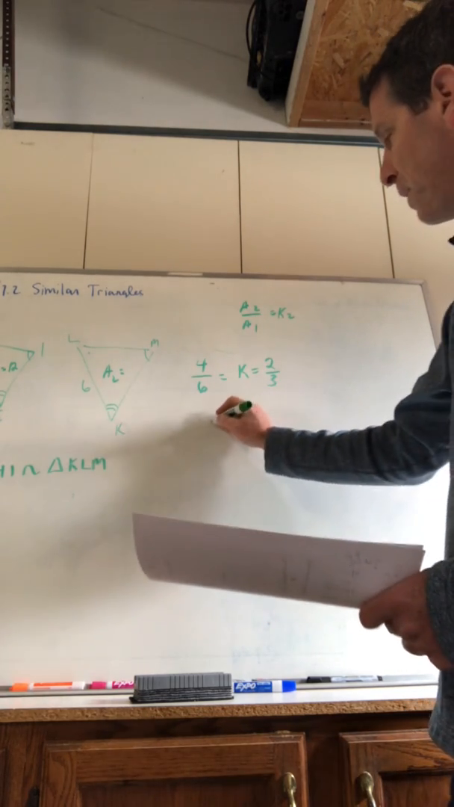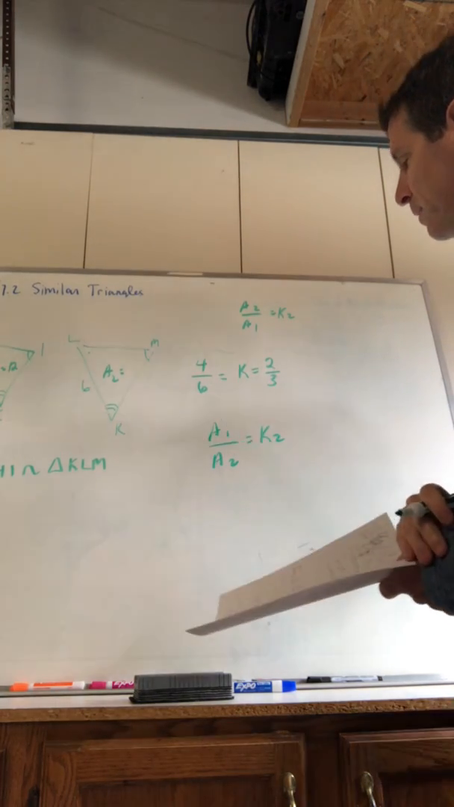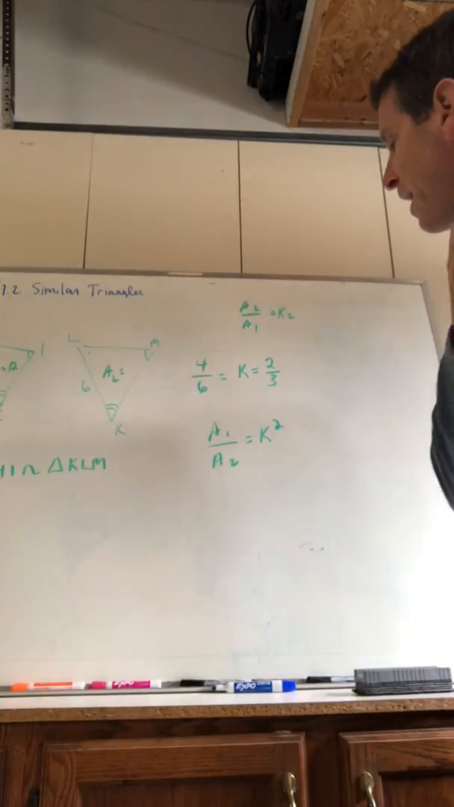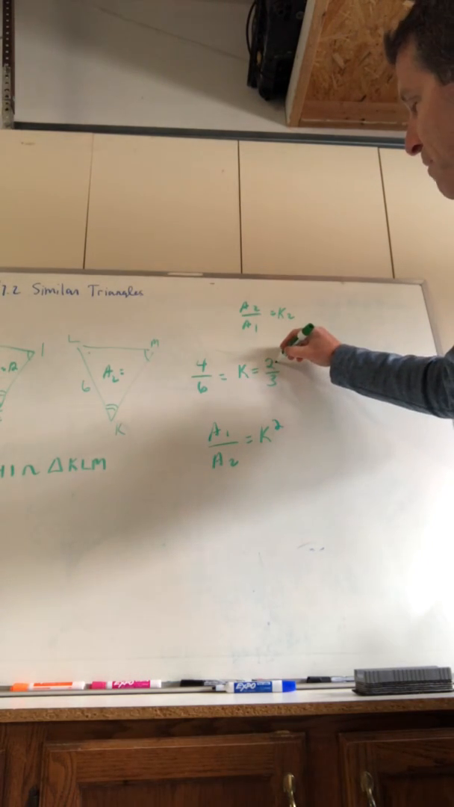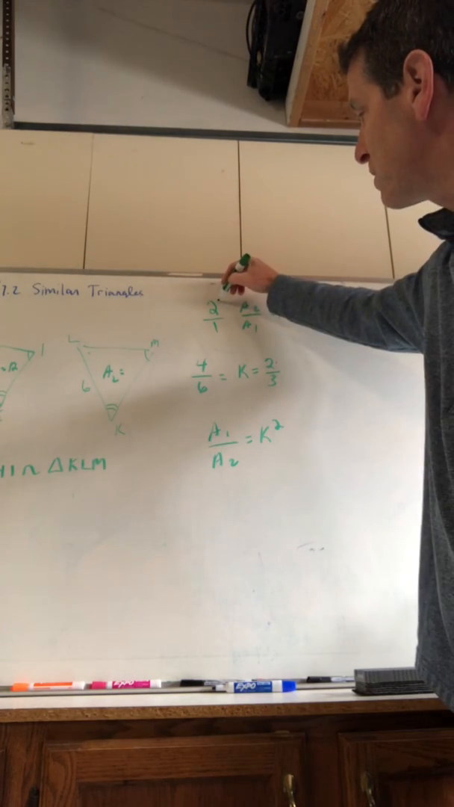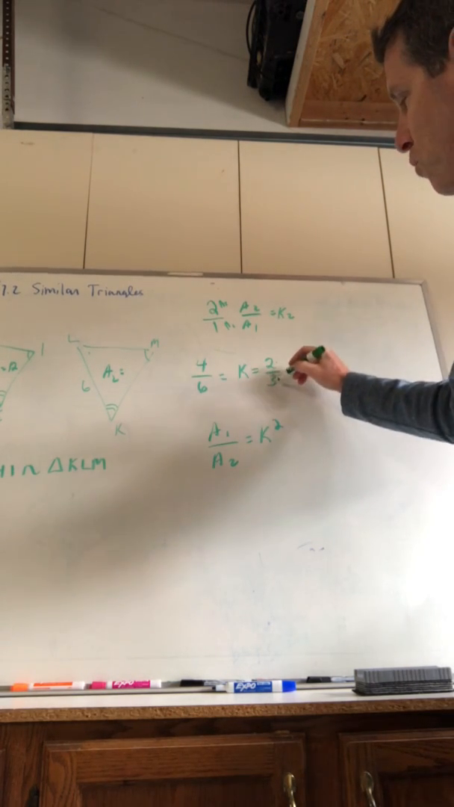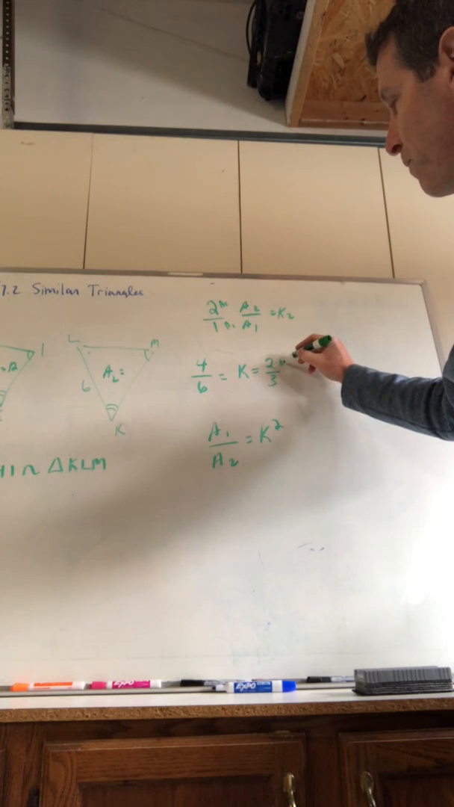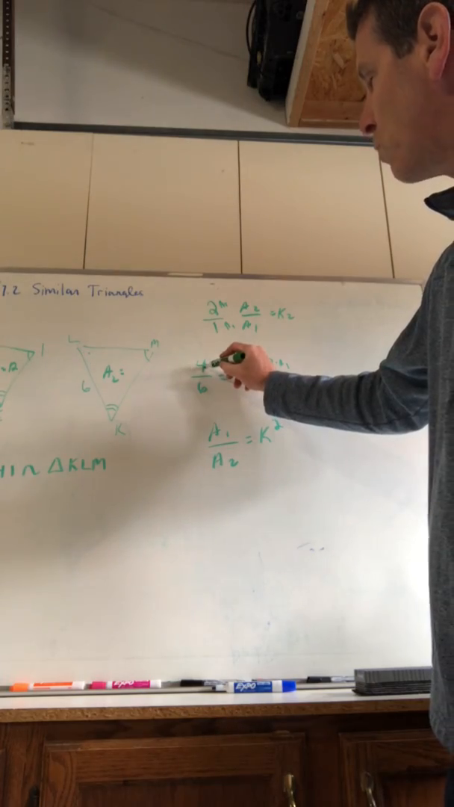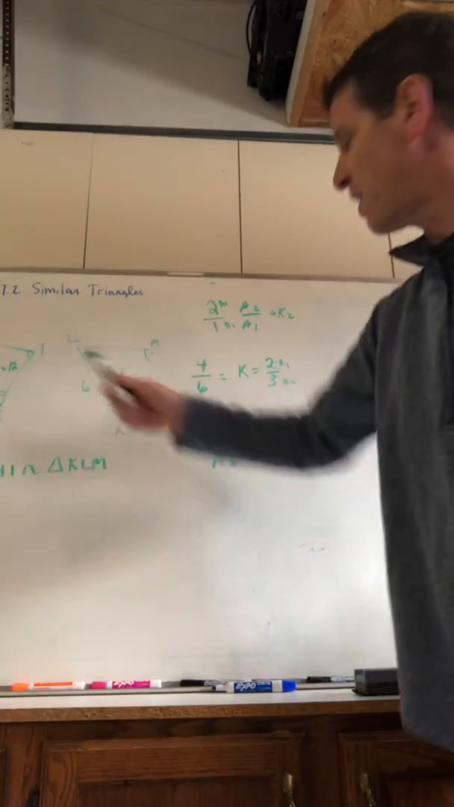I'm going to switch this formula up here to A1 over A2 is equal to k squared. The reason I flipped this is because in the last question it was a scale factor of 2:1, where this was the second triangle and this was the first triangle. In this case, our scale factor is 2/3 because this is taken from our first triangle. The 2 is just the 4 in lowest terms, which is from the first triangle. And the 3, from the 6, was taken from the second triangle.